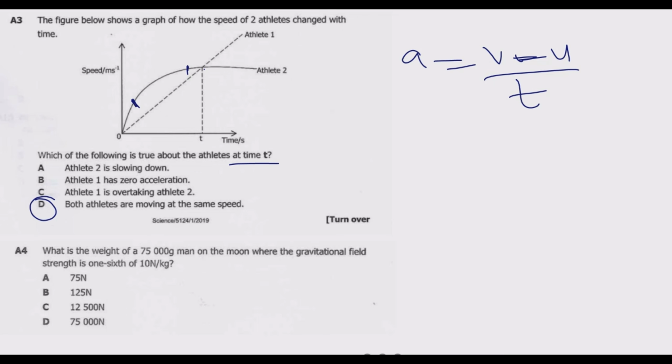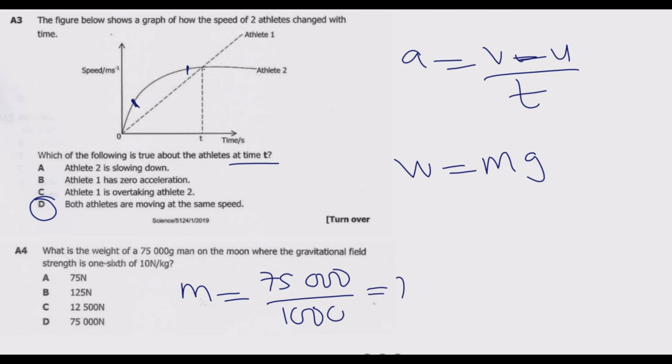What is the weight of a 75,000 gram man on the moon where gravitational field strength is 1/6 of the 10 newton per kg? Weight is given by mass in kg multiplied by gravity. So we convert the mass to kg. How many grams are in 1 kg? They are 1,000. Hence we divide 75,000 by 1,000, and we end up with 75 kg.